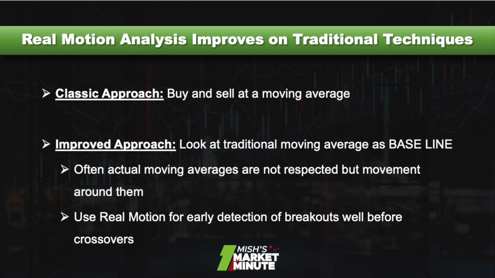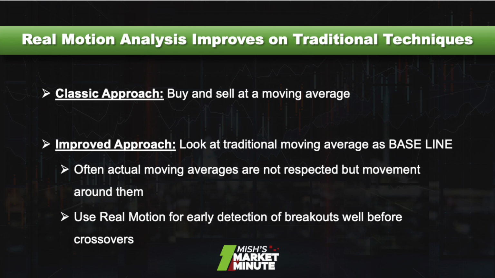What we do with this improved approach is that we look at that traditional moving average as a baseline and not a live-and-die-by-the-sword type of situation, because often the actual moving averages are not respected, but you can see that price will move around them. And so real motion is great to be able to tell us about that movement around a moving average and can detect the breakout even before the moving average actually crosses over. I trade off of this all the time.